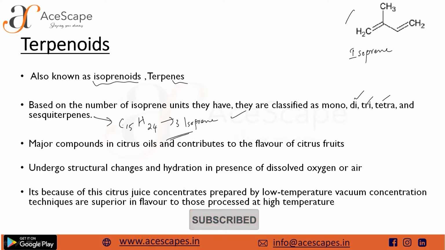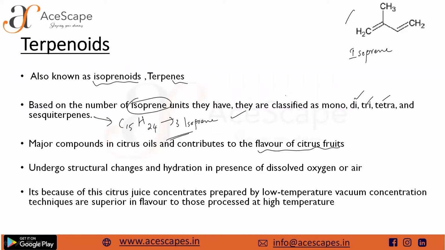Terpenoids, also known as isoprenoids and terpenes, are majorly responsible for the flavor of lemon and other citrus fruits. So the major compound giving flavor to citrus fruits is terpenoids, and the major structural unit of terpenoids is known as isoprene. Based on this isoprene, we can classify them into mono, di, tri, tetra, and sesquiterpenes. In sesquiterpenes, what is the specialty?